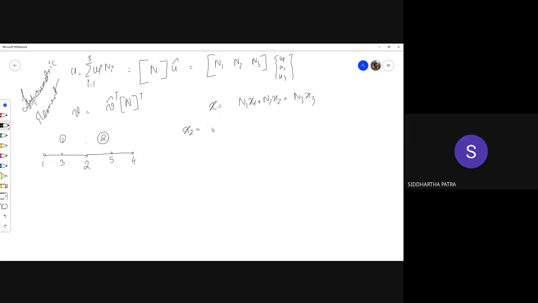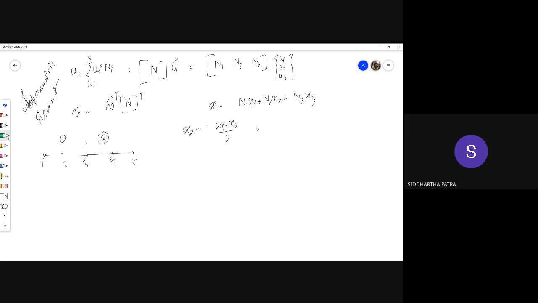I choose x2 to be (x1 plus x3) by 2. Achha, this is not the correct depiction. You probably prefer it this way: 1, 2, 3, 4, 5. So I choose node number 2 to be between 1 and 3, exactly in between, and I choose that node to be the mid side node.